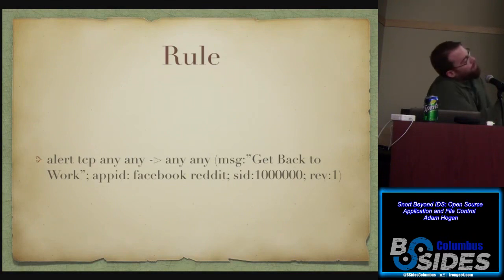And you'll see I have a message field, which is just what text it shows when that alert fires. And then you have my app ID keyword, and I put Facebook in as well. Facebook, Reddit, so I can have multiple app IDs in the same rule. And then I give it a number and revision number, which is the way we keep track of Snort rules. So at the core, what you're doing is copying the fundamentally basic template of any Snort rule and adding these words here, app ID, Reddit. That's pretty much all we had to do in order to write a specific rule to block this application.